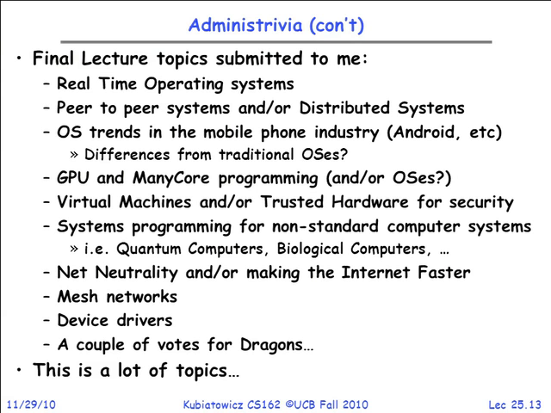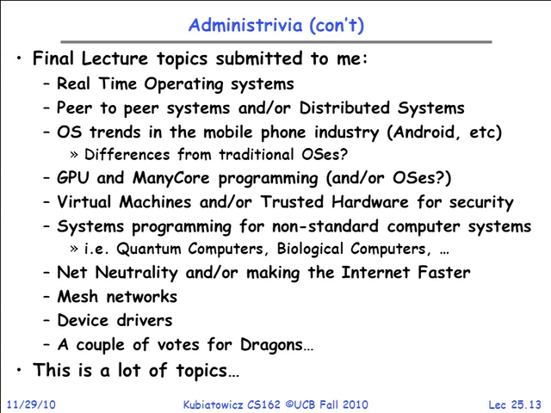Probably what I'm going to have to do is narrow them down. So if anybody has any strong votes for any of these, let me know. I mean, how many people would like to hear about real-time operating systems? Okay, a few of you. How about peer-to-peer systems or distributed systems?